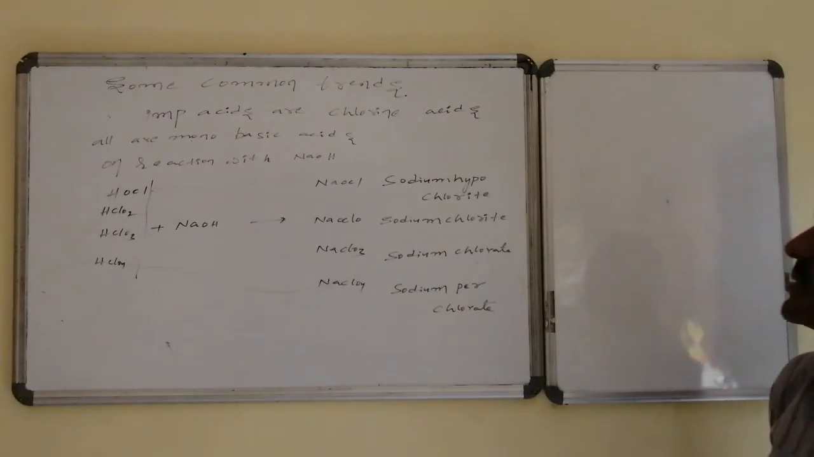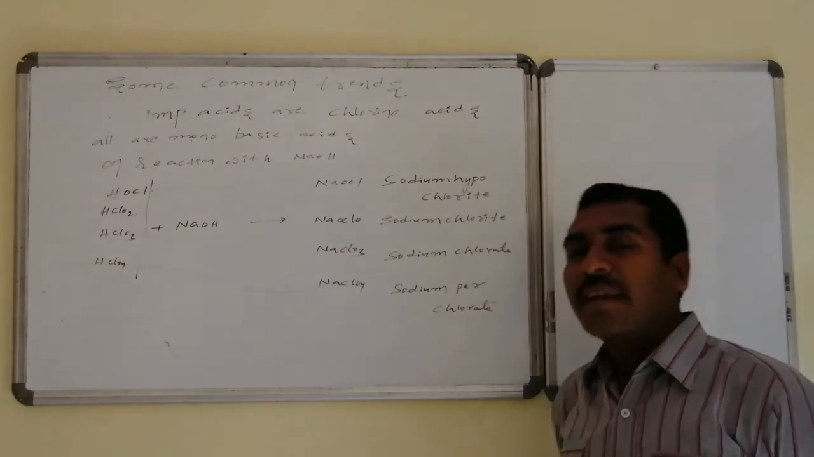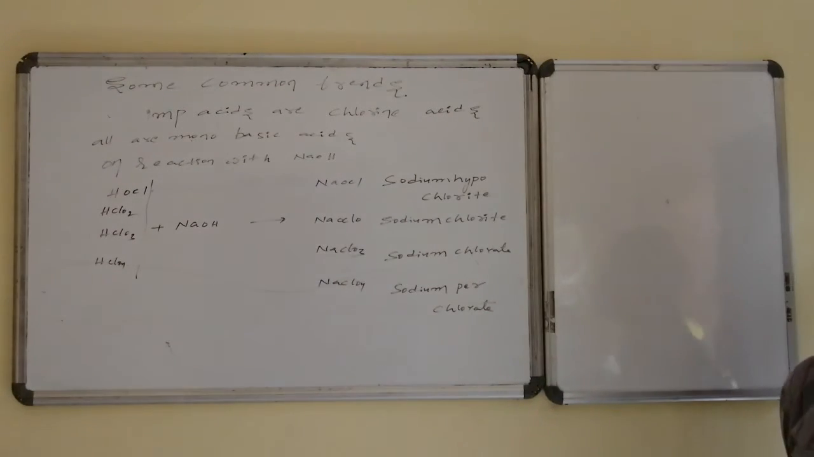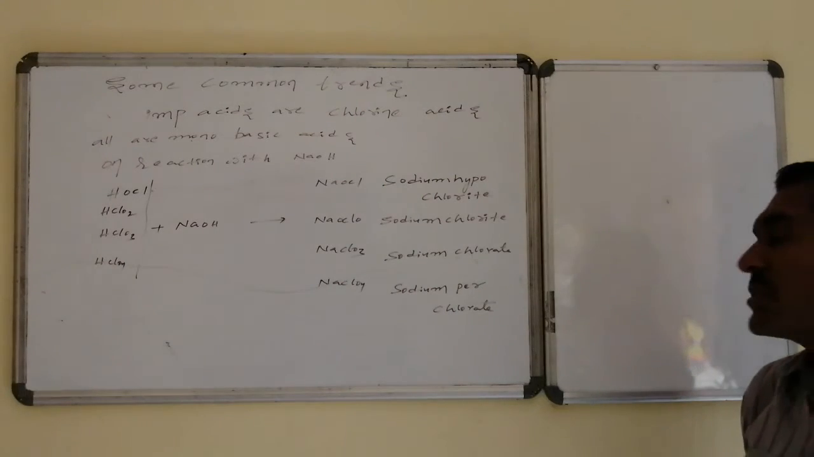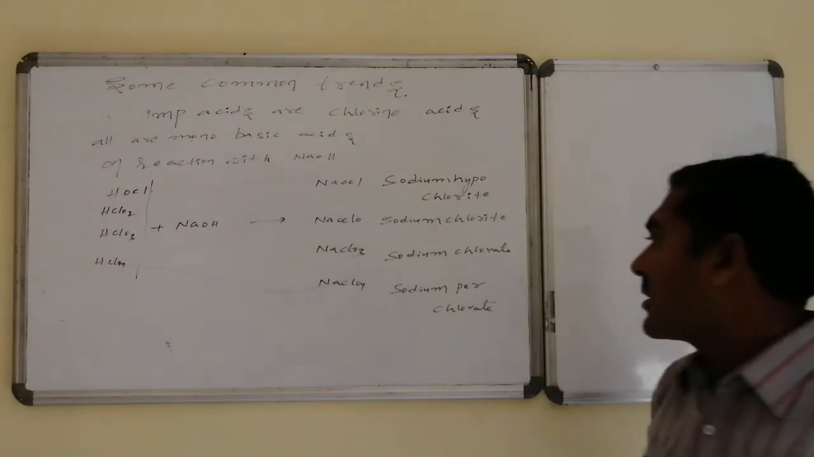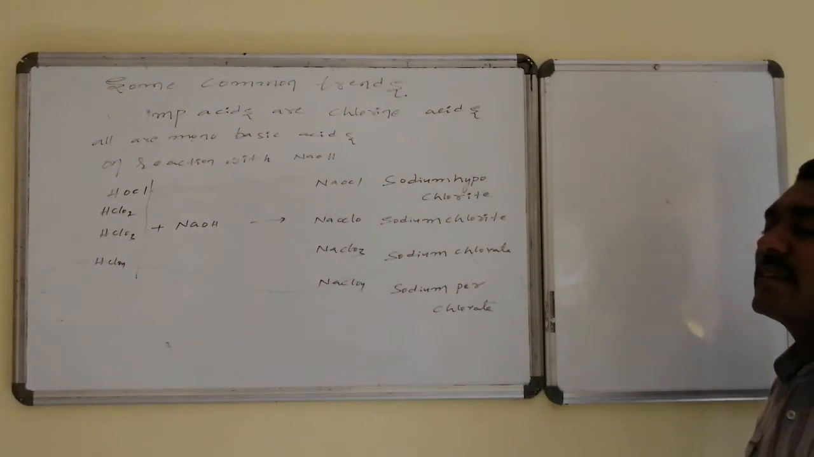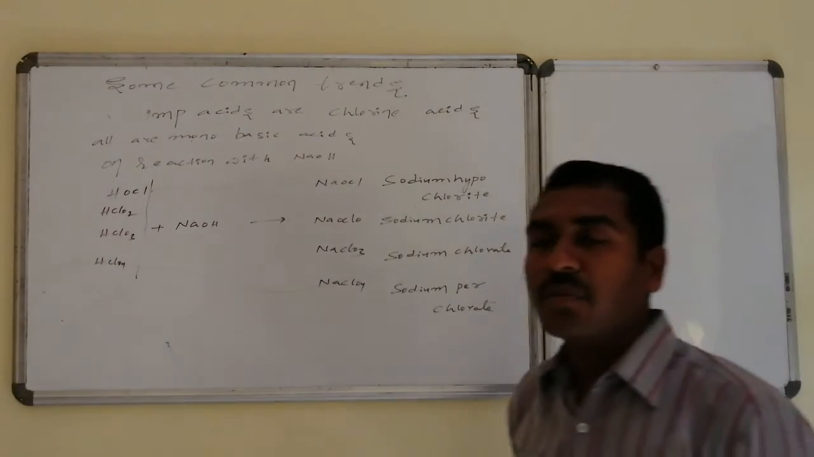Similarly, chlorous acid leads to the formation of sodium chlorite, NaClO2, otherwise NaOClO. And the chloric acid leads to the formation of sodium chlorate, that is NaClO3, else you can say it as NaOClO2. And the perchloric acid gives sodium perchlorate, NaClO4, that is NaOClO3.